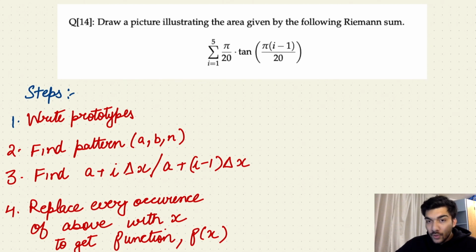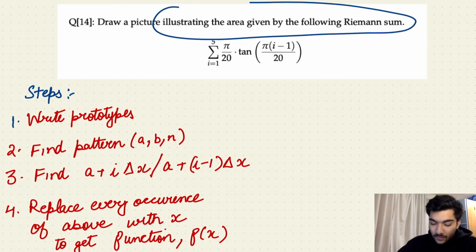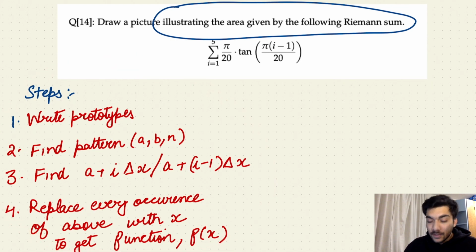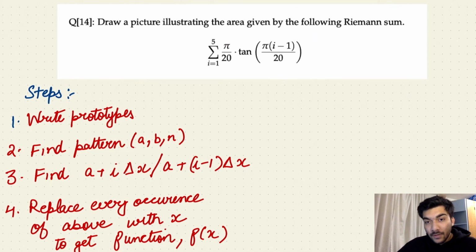So let's do one more example on illustration of areas given by a following Riemann sum. We'll follow the same steps that we discussed in the last video. If you have not watched the previous video, I would highly suggest you first watch it in order to get the full context of the steps that we'll be following in this video. So we have a similar question again.